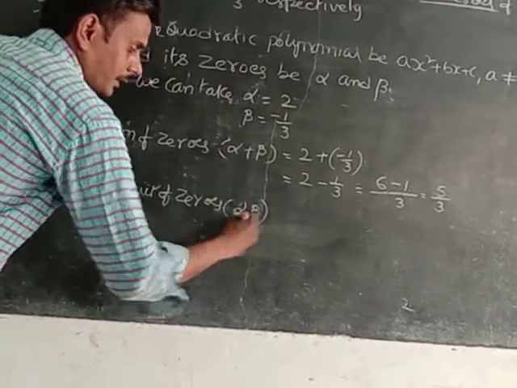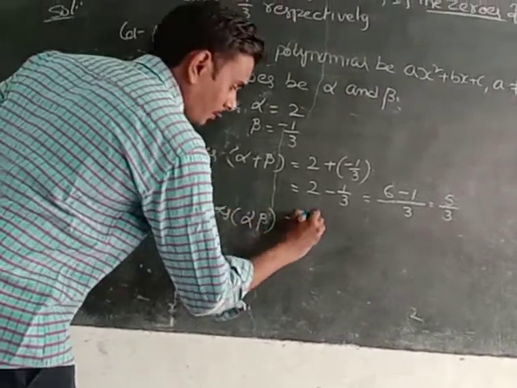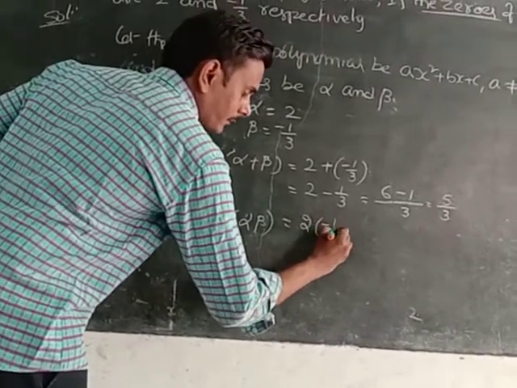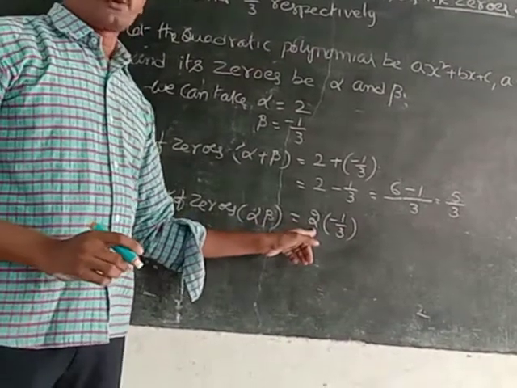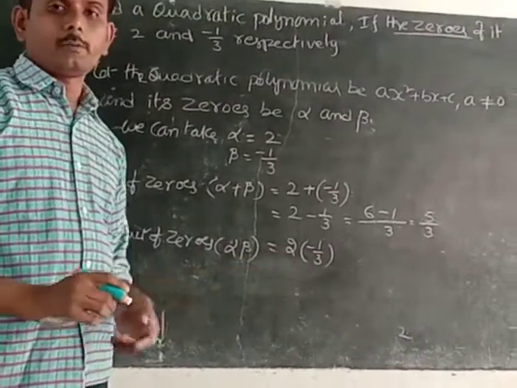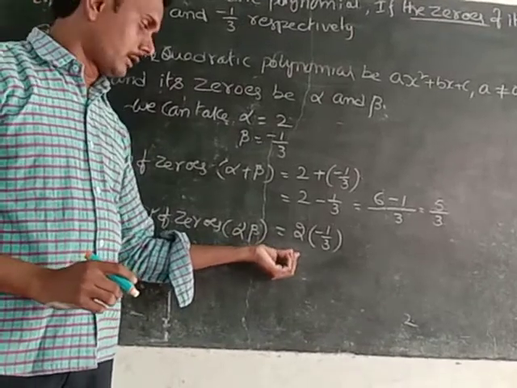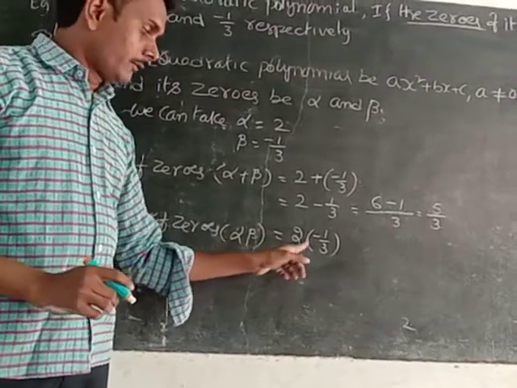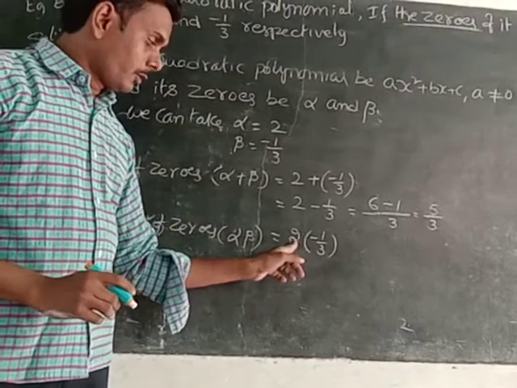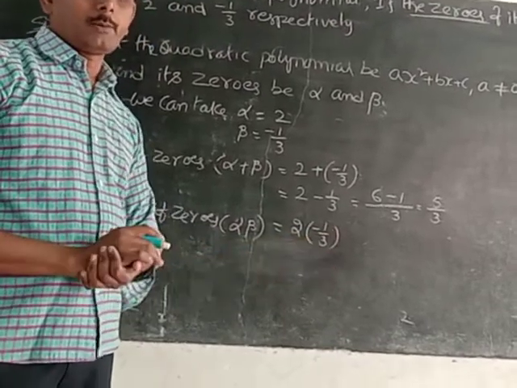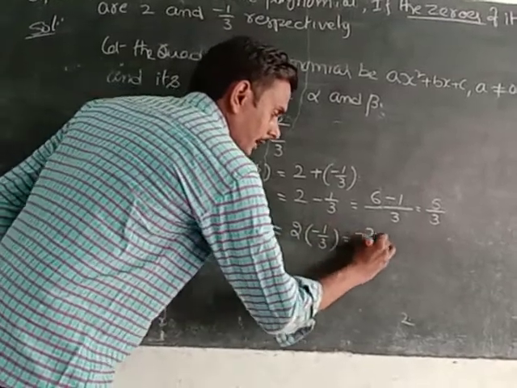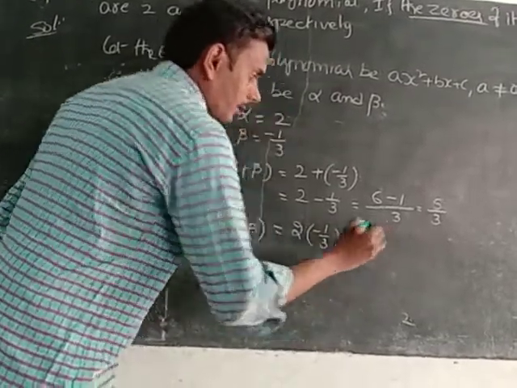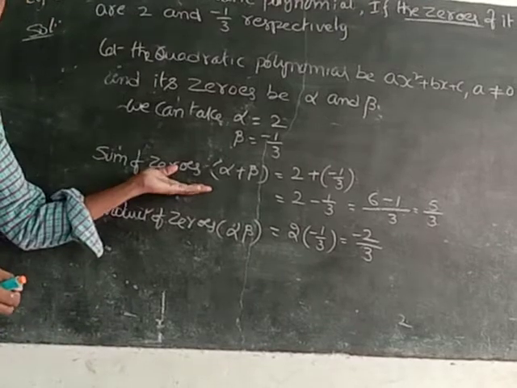Alpha, beta. Now multiply this: 2 multiply minus 1 by 3. 2 is the numerator part only. There is no denominator. No denominator means take the denominator as 1. Okay, 2 by 1 into minus 1 by 3. Numerator with numerator only we will multiply, by the multiplication of fractions. 2 into minus 1, minus 2 by 3. Okay, now we have the sum of zeros and the product of zeros.